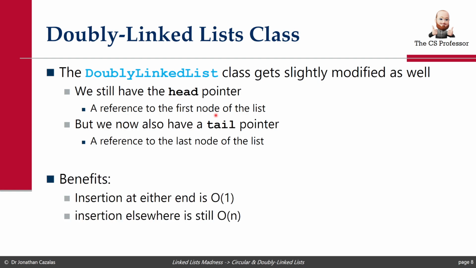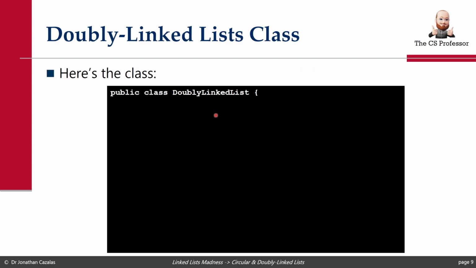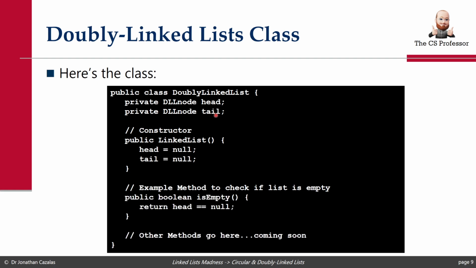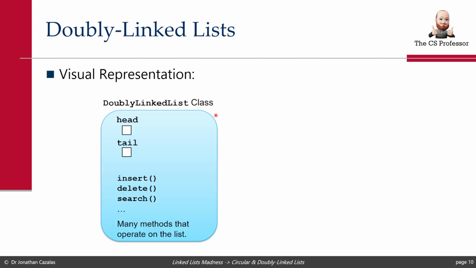The benefit is now insertion at either end is going to be O of 1. Insertion anywhere else is, of course, still O of n, but we can insert at the front. We can also insert at the back, at the end of the list, at the tail of the list. Here's our class. We have a head and a tail. We have our constructor. And then, of course, we have many sample methods. There's your traditional isEmpty method and many methods that follow.